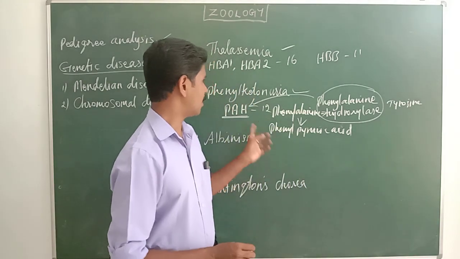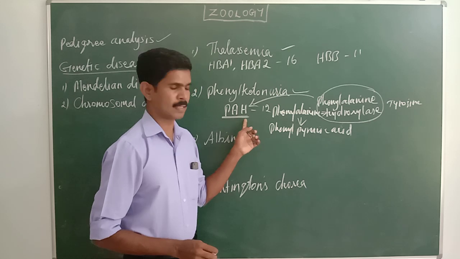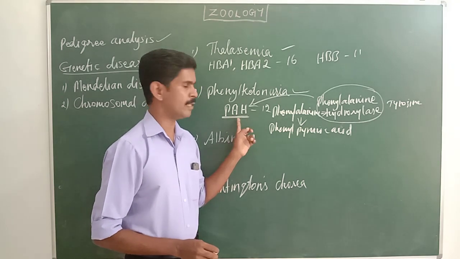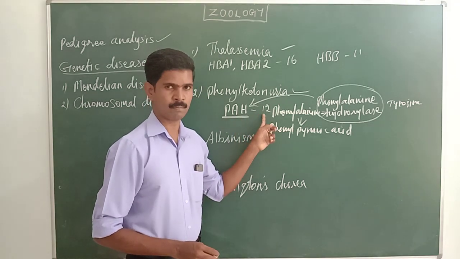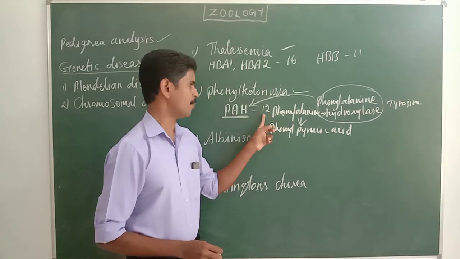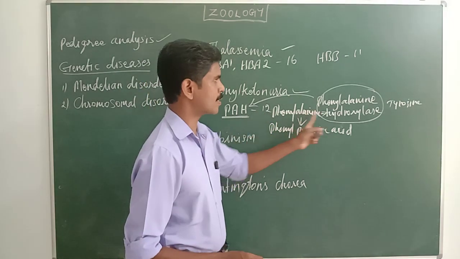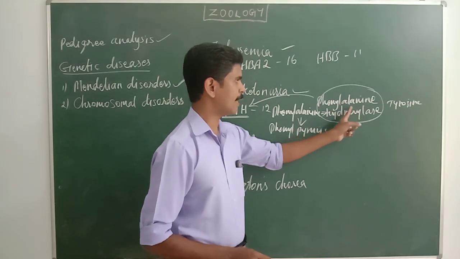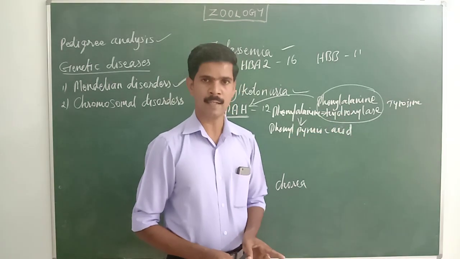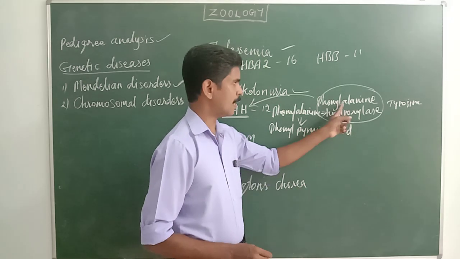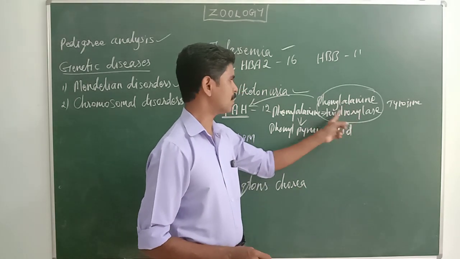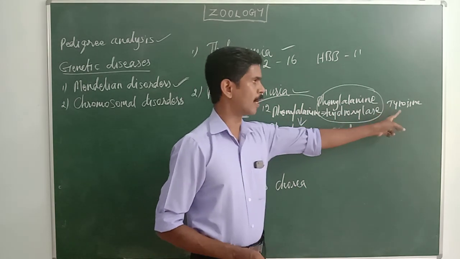Here, one gene. The name of the gene is called PAH. PAH gene. This gene is located in the 12th chromosome. And the main function of this PAH gene is producing one enzyme. Name of the enzyme is called phenylalanine hydroxylase. And this phenylalanine hydroxylase will convert this phenylalanine into tyrosine.